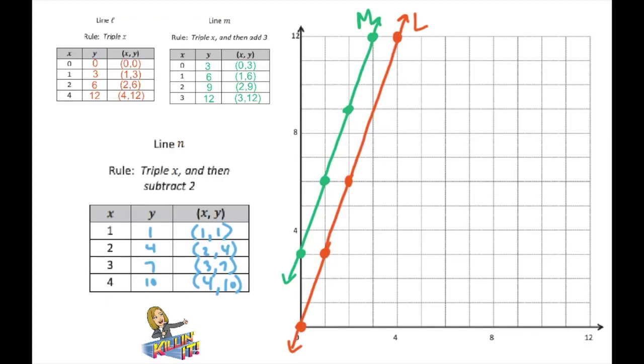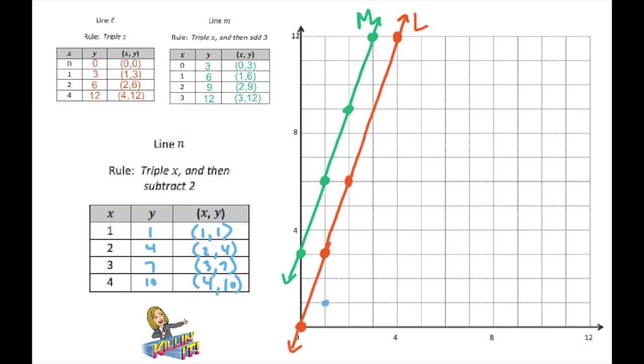Fantastic. I heard a couple of things. One prediction was that this line would not go through the origin. I also heard that it's going to be parallel to lines L and M, and people thought that line N was going to fall below line L since we are subtracting. So let's go ahead and plot our points and let's see if our predictions are true.